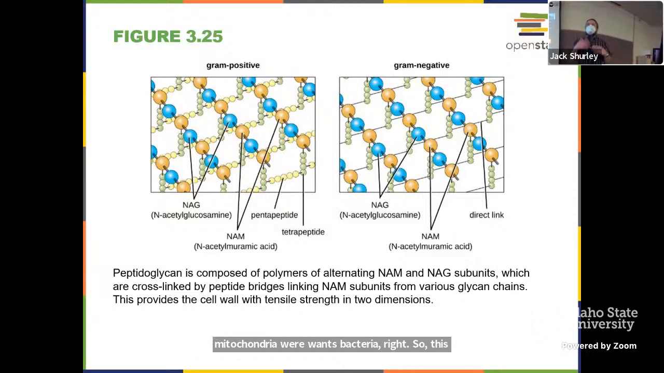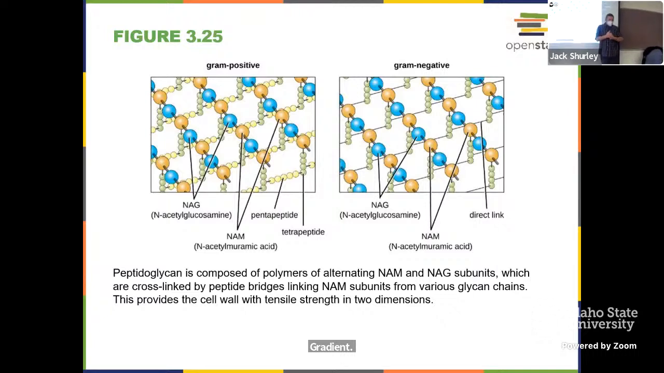And it's a charge potential that's being generated. It's actively pushing these hydrogens against their concentration gradient. So we want to think a little bit about our bacteria, the cell walls.